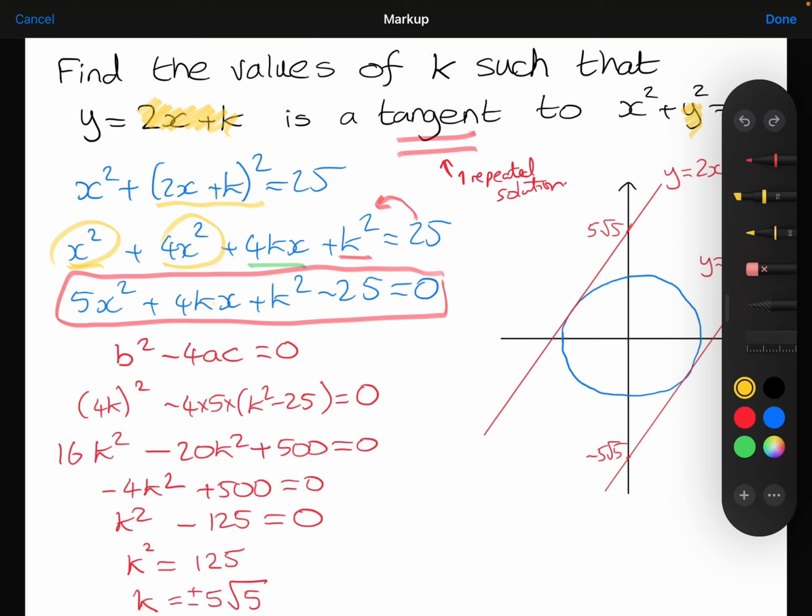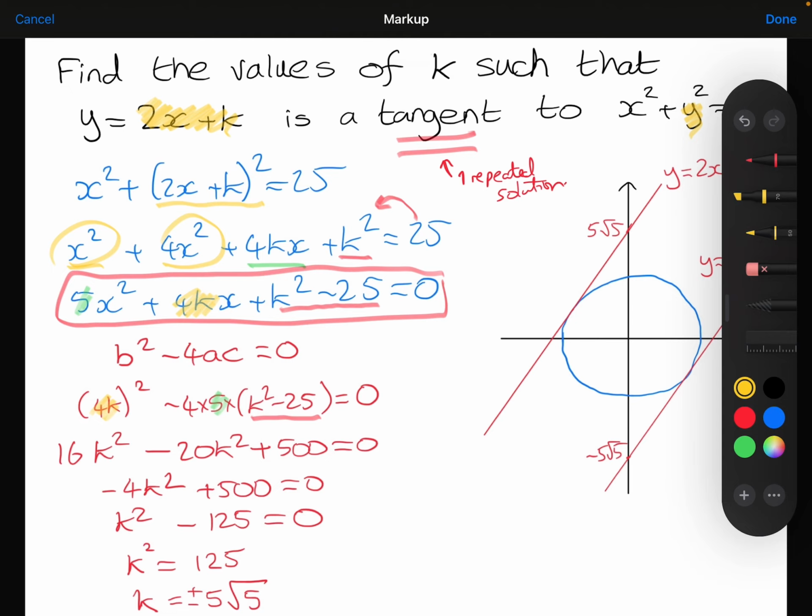The b of this equation is the 4k. The a is 5. And the c is the k squared minus 25.